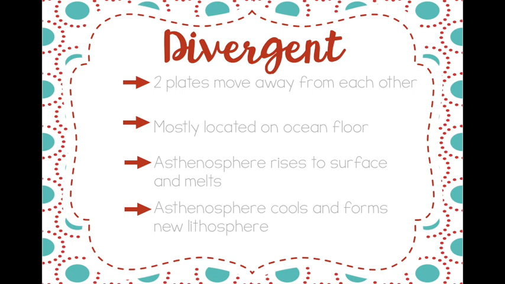A divergent boundary is when 2 plates move away from each other. They're mostly located on the ocean floor. The asthenosphere rises to the surface and then melts. The asthenosphere cools and then forms a new lithosphere. So kind of cool that those layers kind of interchange. The asthenosphere will rise up to the lithosphere, it will melt, and then it forms that new lithosphere to form new plates.